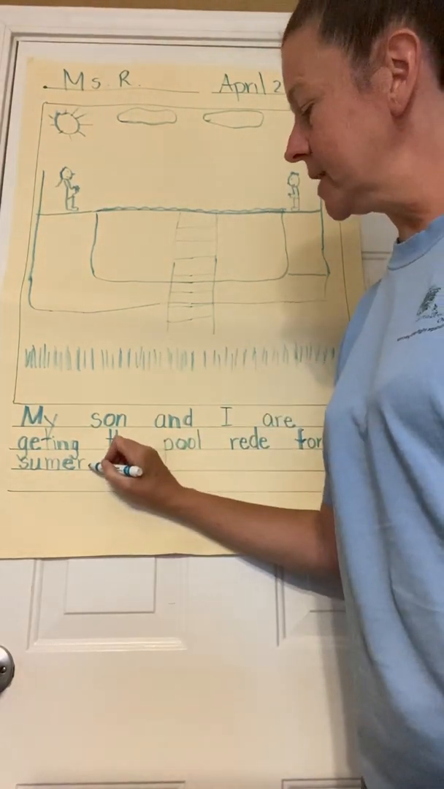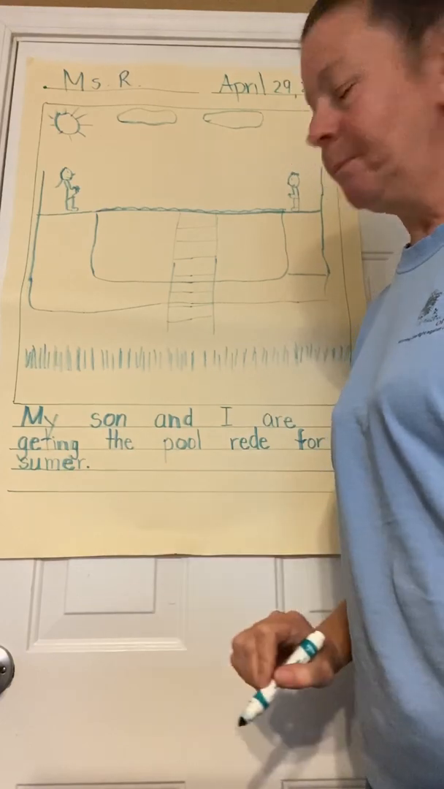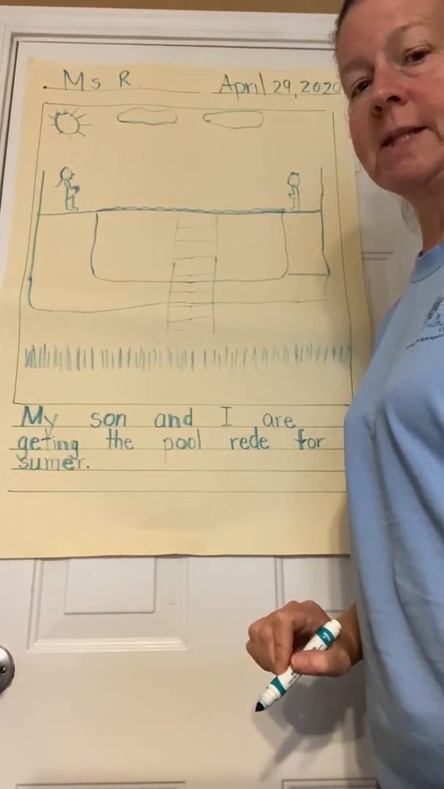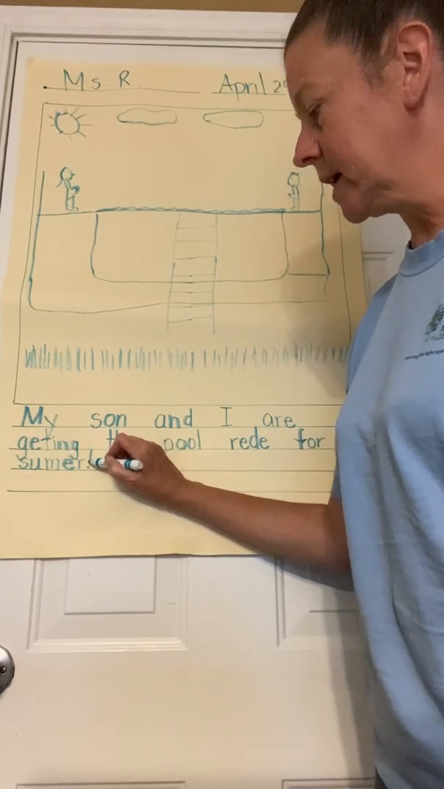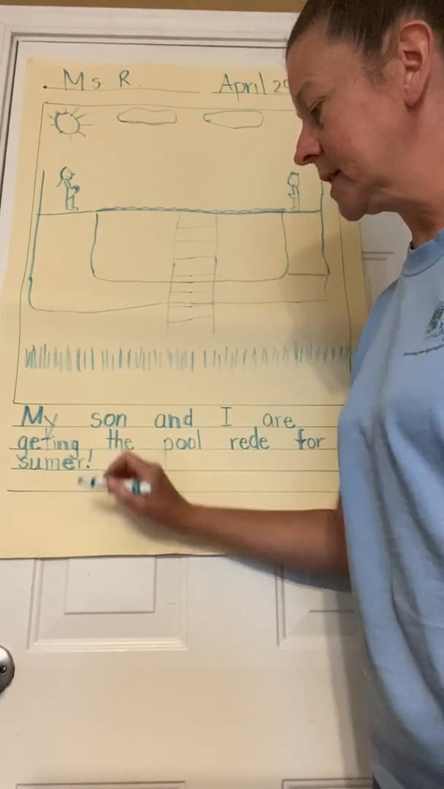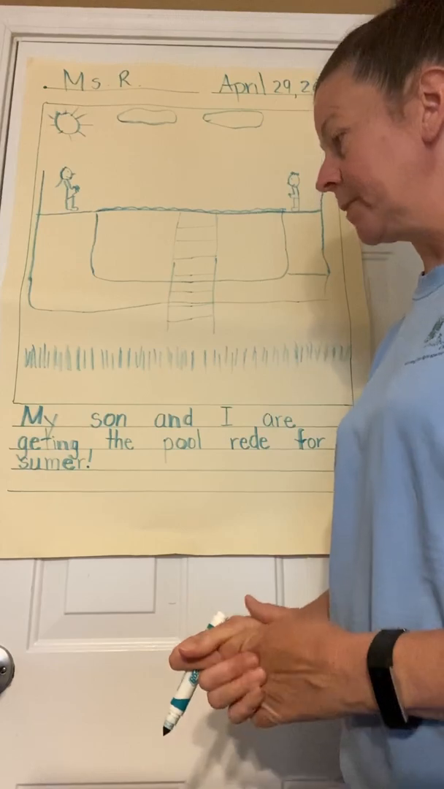And at the end of our sentence, we put a what? A period, that's right. Or if you're really excited like I was, you can put an exclamation point because I'm really excited about getting the pool ready for summer.